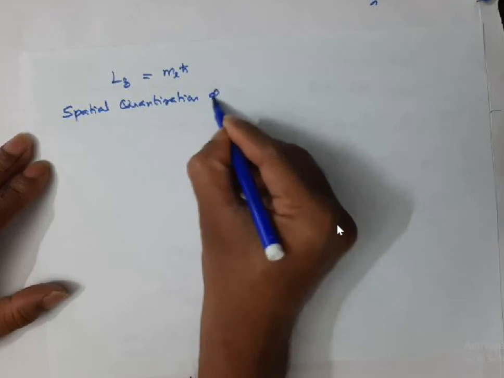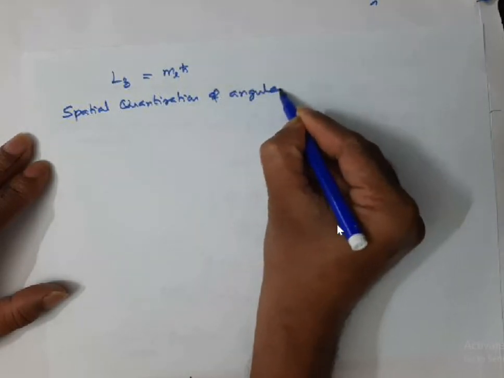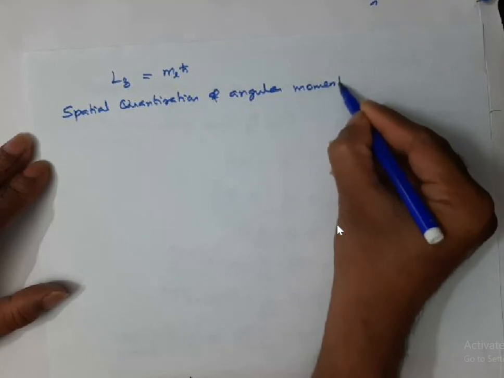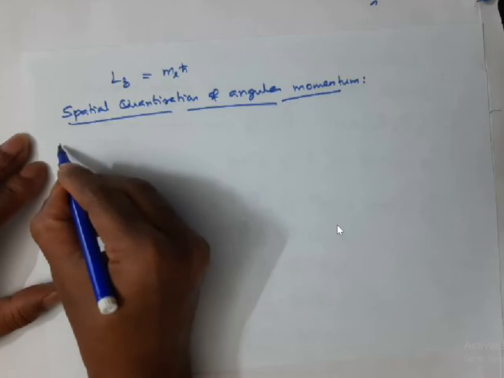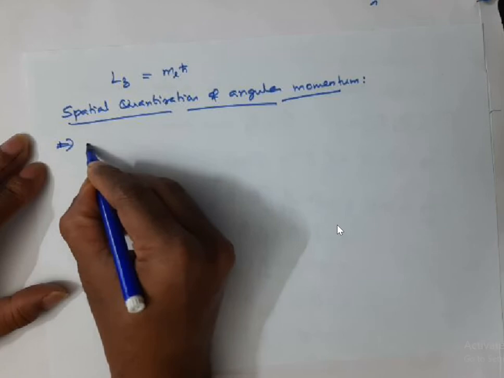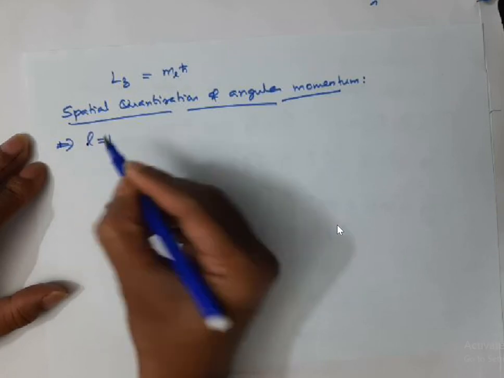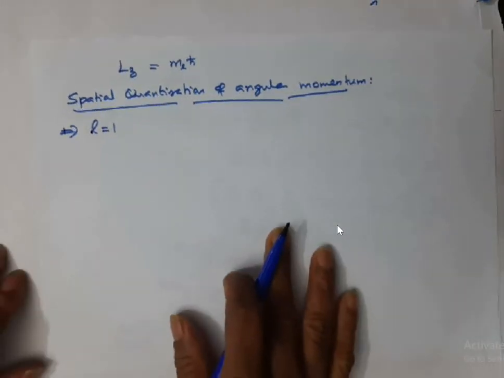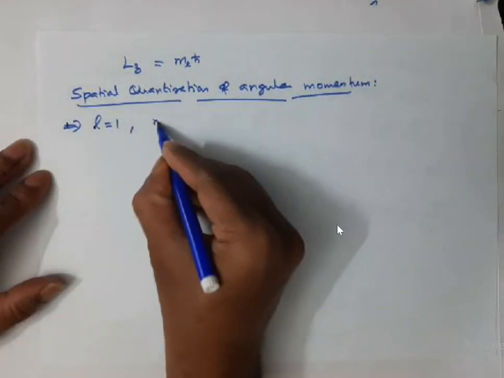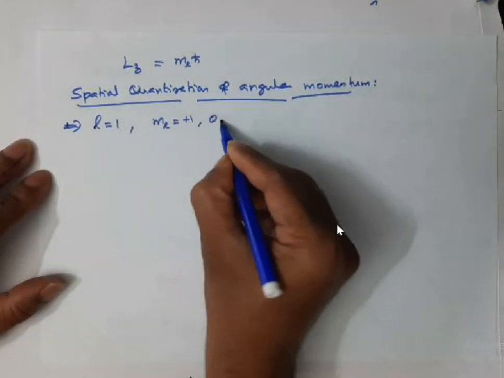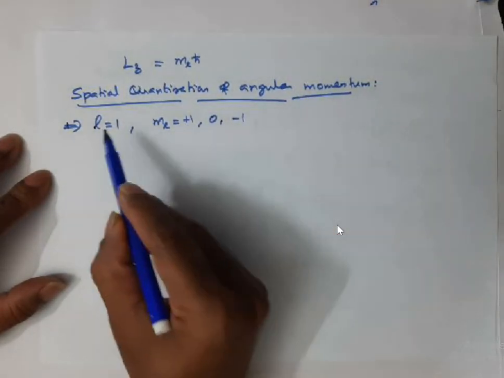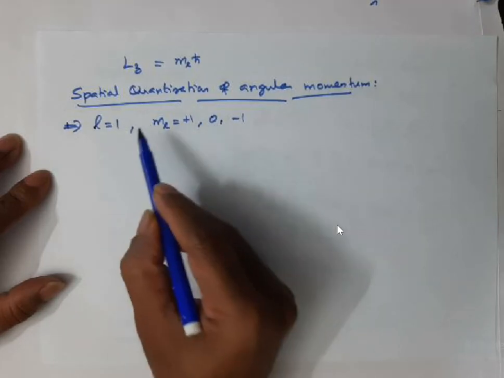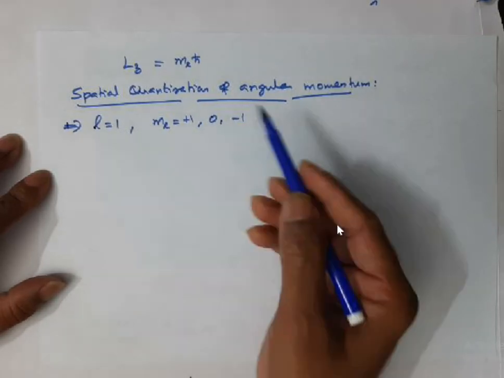Spatial quantization of angular momentum. What is meant by that? I'll take, for example, a particular energy level, say L equal to 1. For this level, we have 3 states corresponding to the ml values +1, 0, and -1. L = 1, ml = +1 gives one state, L = 1, ml = 0 gives another state, and L = 1, ml = -1 will give another state.